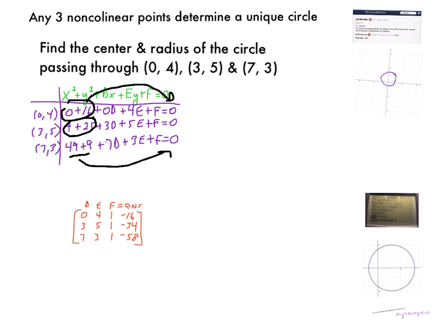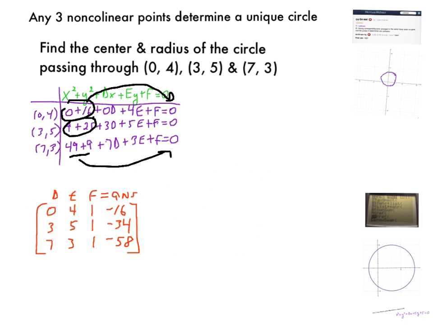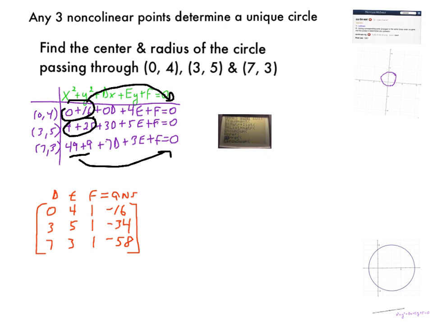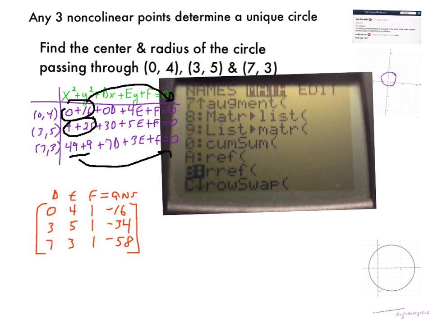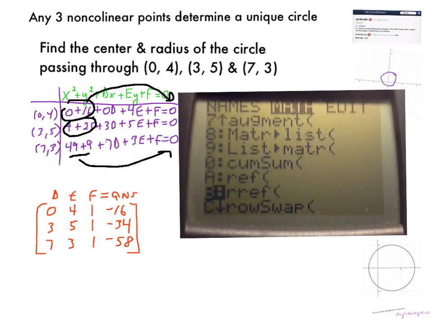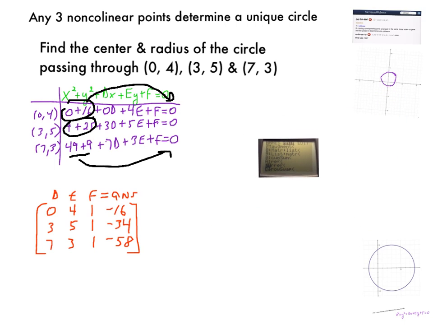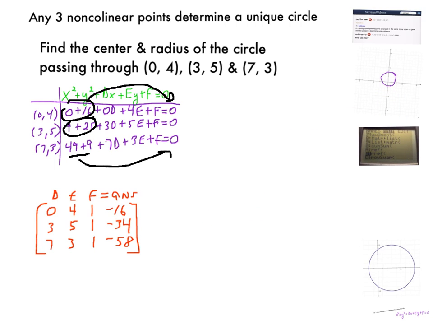If you recall earlier in the year, I showed you the RREF function, reduced row echelon form. If you don't recall how to get there, when you go to your matrix function, you go to your math, and then here, B, RREF. Don't choose REF, you want reduced row echelon form. Okay? And when you do that, you're going to get a matrix that looks like this.